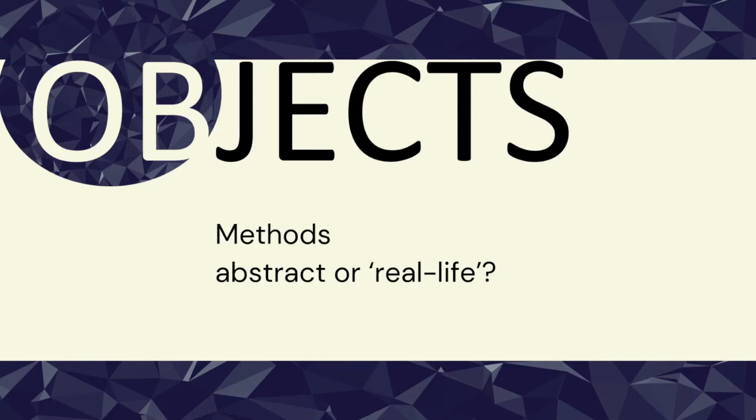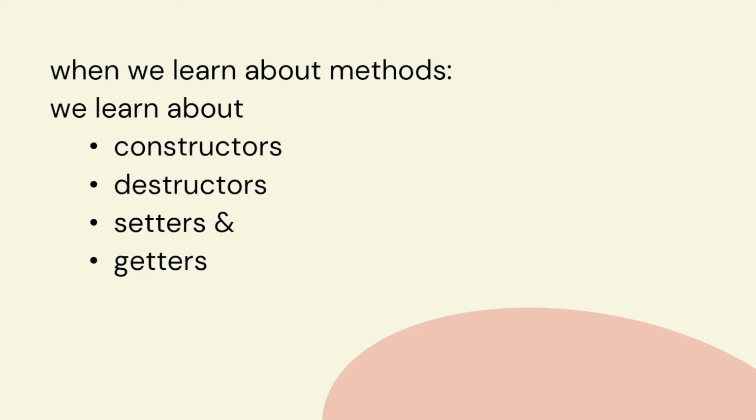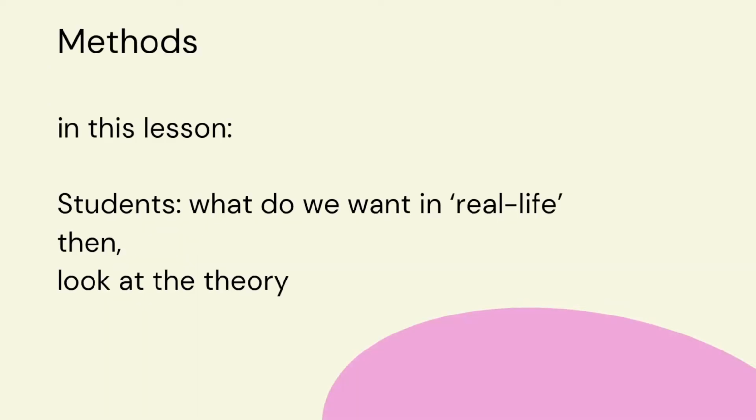Let's continue looking at objects. Today we're looking at methods, abstract or real life. When we learn about methods, we learn about constructors, deconstructors, setters, getters and encapsulation. But in this lesson, we want to give you a real life example. So what would we do if we're setting up a system, for example, creating students? Then we'll look at the theory afterwards.